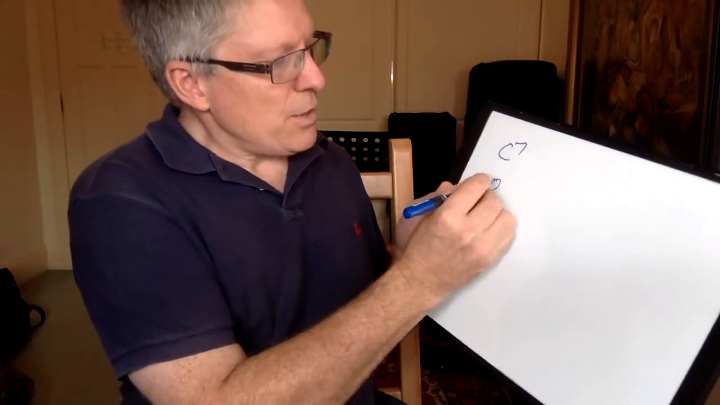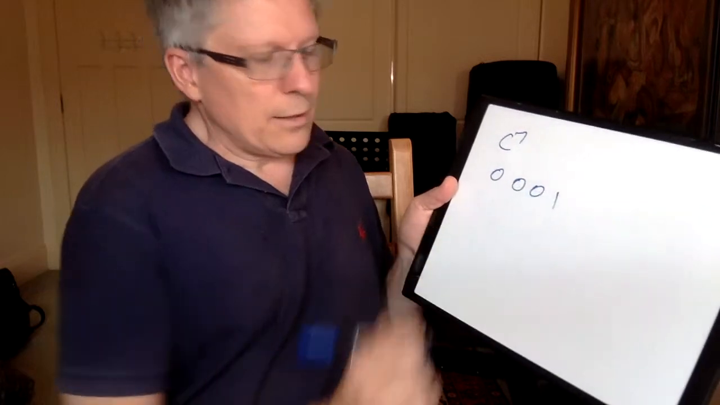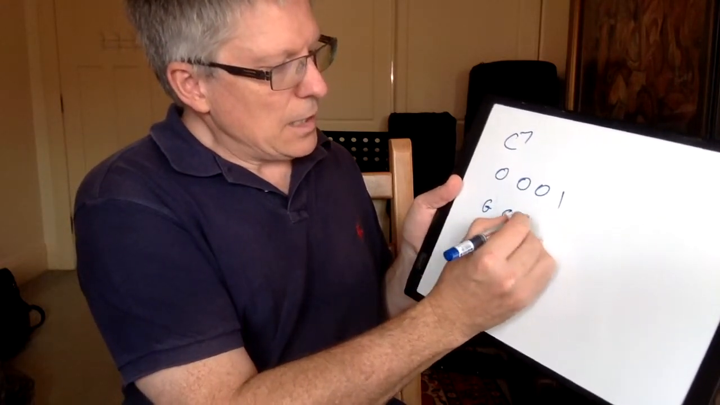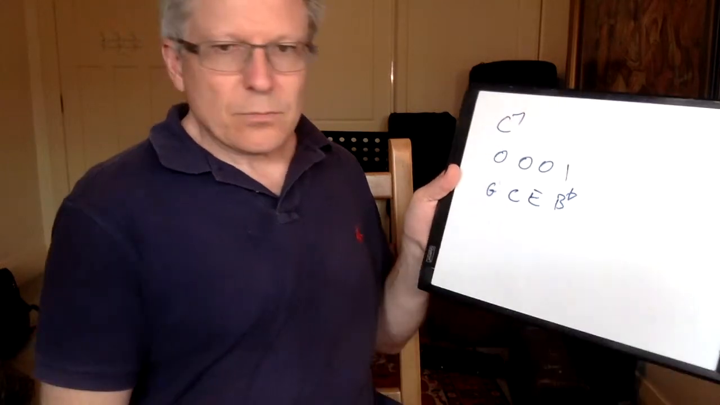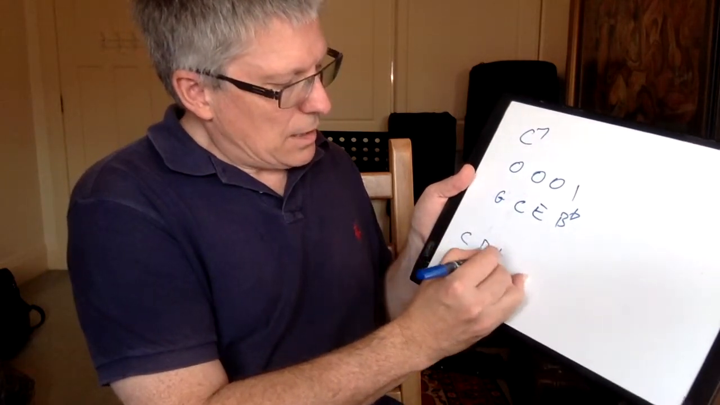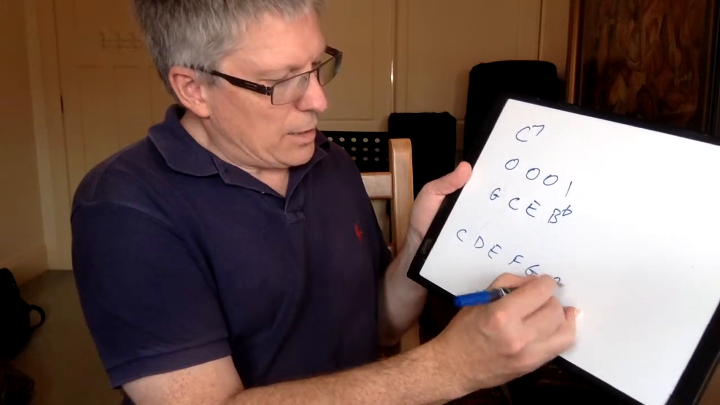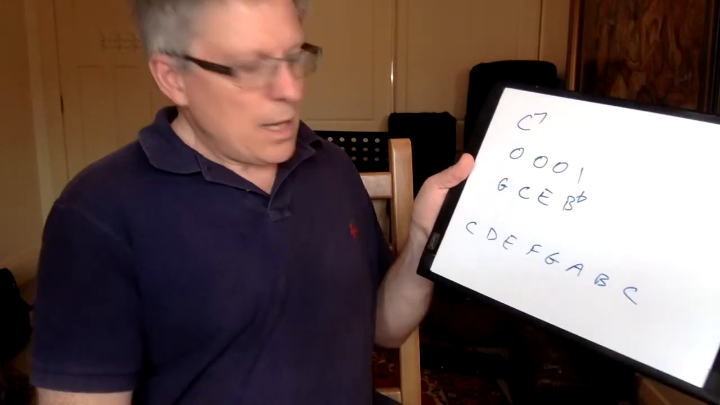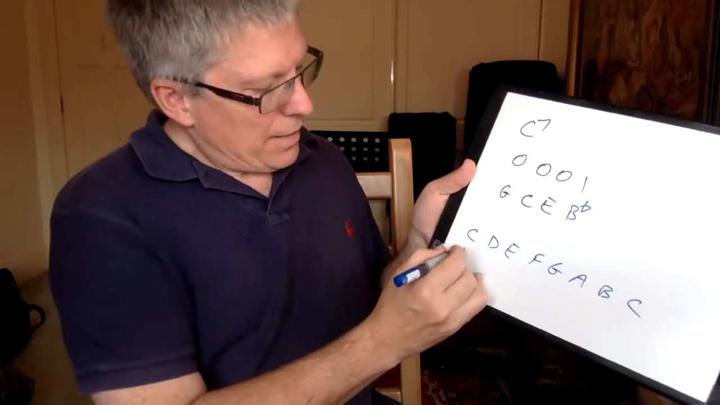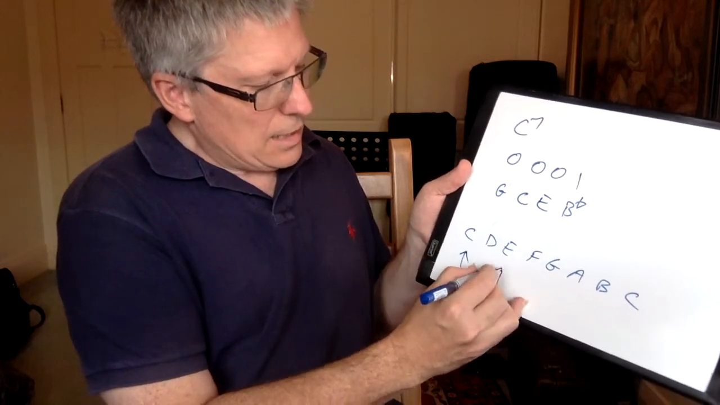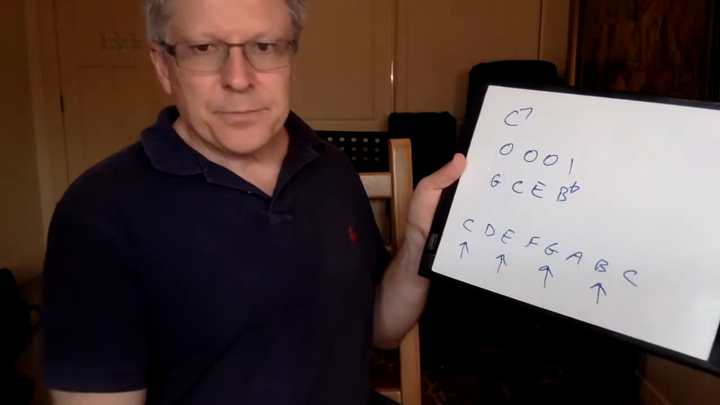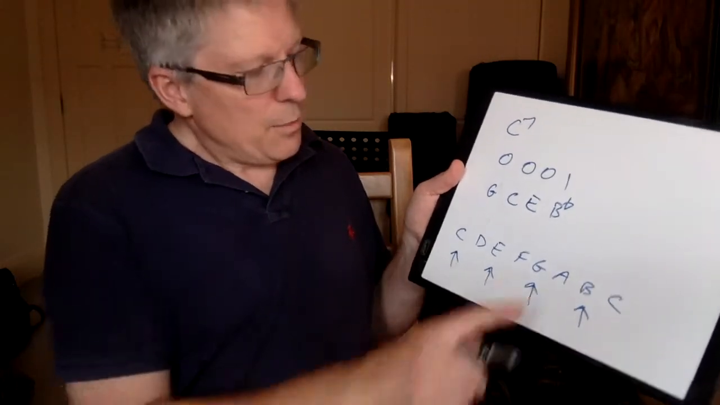If we then go to seventh chords, and let's say our C7 is our easiest one. Now C7 is 0, 0, 0, 1. Or G, C, E, B flat. If I count from C, C, D, E, F, G, A, B, C, and I go 1, 3, 5, 7. I need to add a seventh. I'm going to have a C is 1, E is 3, G is 5, B is 7. The B is flattened.